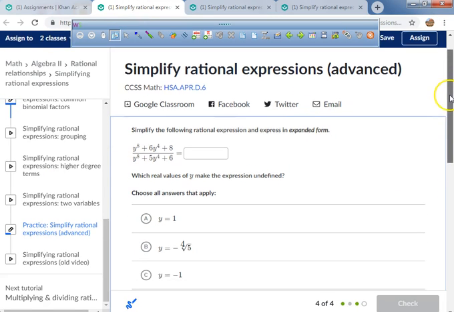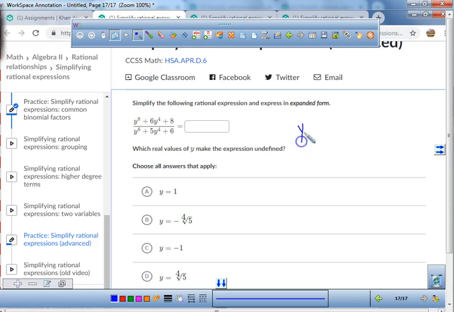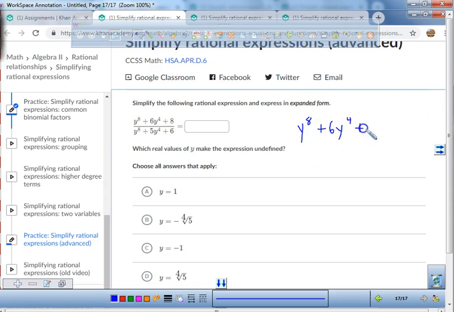Okay? So we're going to do an advanced one right here. So we'll do one more and that's it. One more advanced. All right, so we're going to go ahead and write this down. Y to the 8 plus 6y to the 4 plus 8 over y to the 8 plus 5y to the 4 plus 6. Okay.